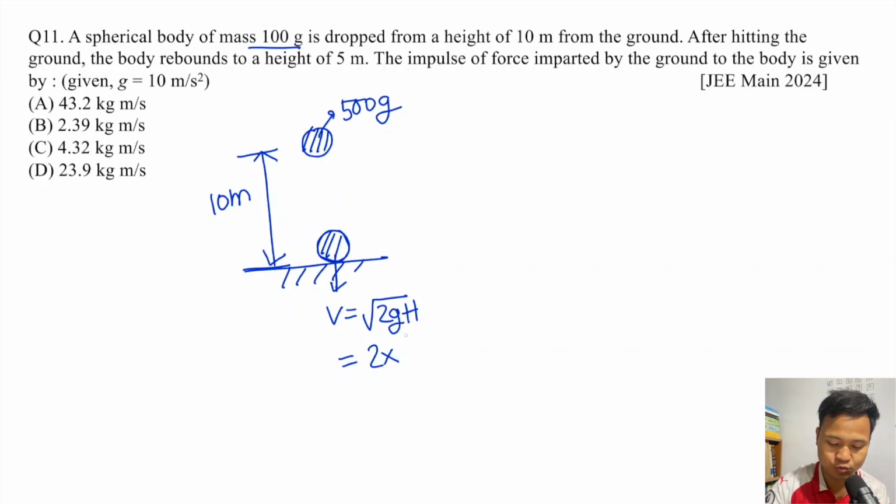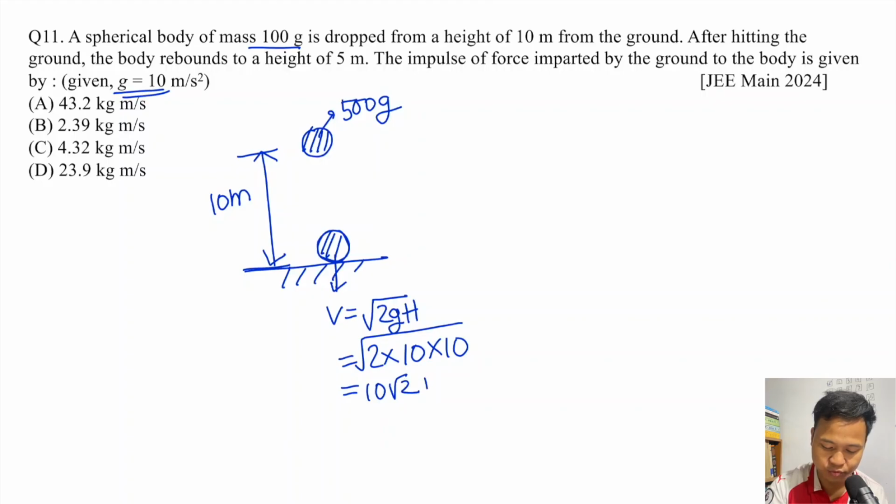The value of 2 into g. Okay, the value in the option is in decimals. So the value looks difficult. Okay, here I think they take g as 9.8. Okay, actually, if the question also gives 10, let's take 10. So 2 into 10 into height 10. So how much is this? So here I will have 10 root 2 meter per second. This is the velocity before hitting the ground. Then after the rebound, what happens?